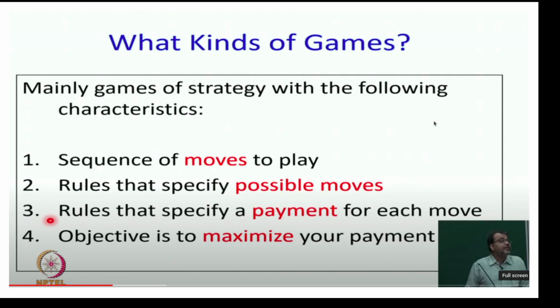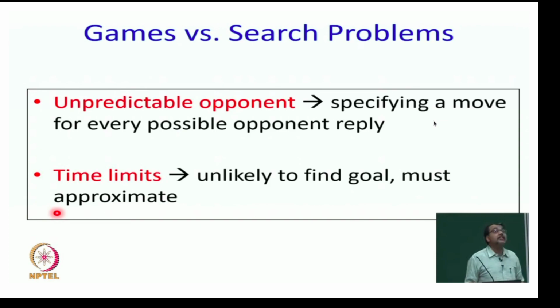So these are the four components of a game: a sequence of moves; rules that specify what the possible moves are; rules that specify a payment for each move, whatever score you are getting for each move; and the objective, which is to maximize your payment. Finally, we have to maximize your payment for each turn. Whatever you are getting in the whole game sequence, from the game start till the game end, you need to maximize those scores. This is the objective.